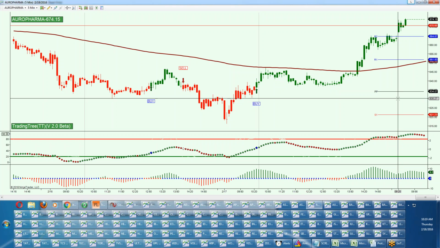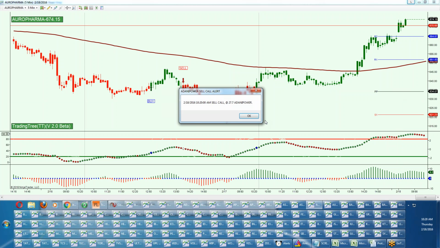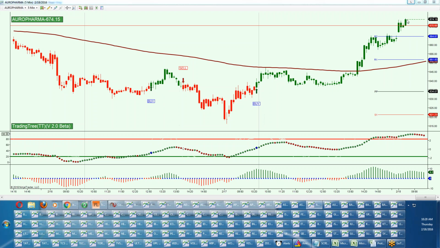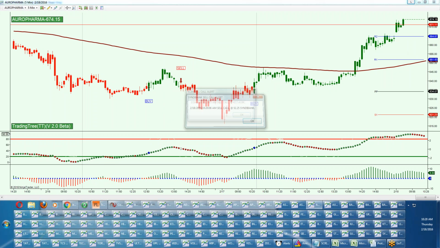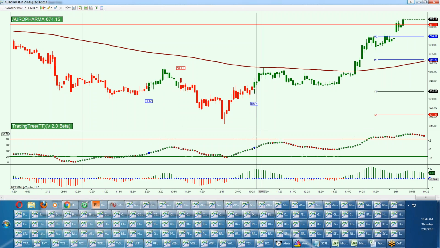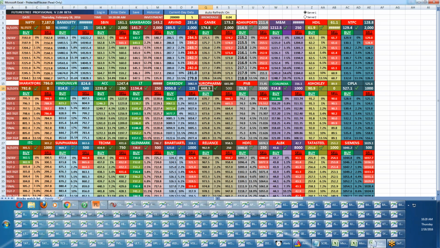So I'm not getting the data into the chart for Arbindo Pharma. I think there's some problem with the data here. Better avoid it. But here I have a sell call already. So for very small profits, you can enter also.